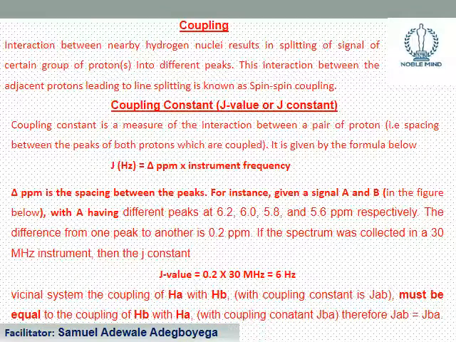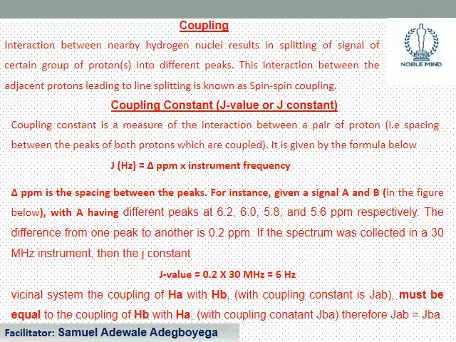Let's see this. If you have signal A and B, and signal A has different peaks, one peak at 6.2, 6.0, 5.8, 5.6, that means you are having a quartet here. The difference from one peak to another is what we measure. We measure it as 0.2.